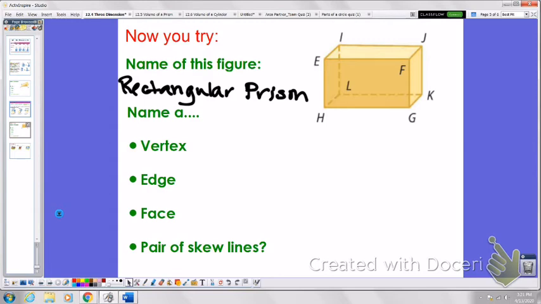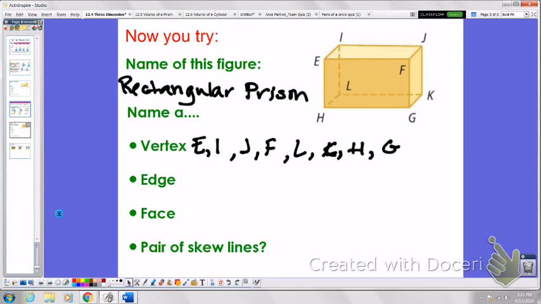Now, to name a vertex, you're going to pick any one of the points. So if I start, I have E, I, J, F. Then on the bottom, we have L, K, it's a K there, H, and G.